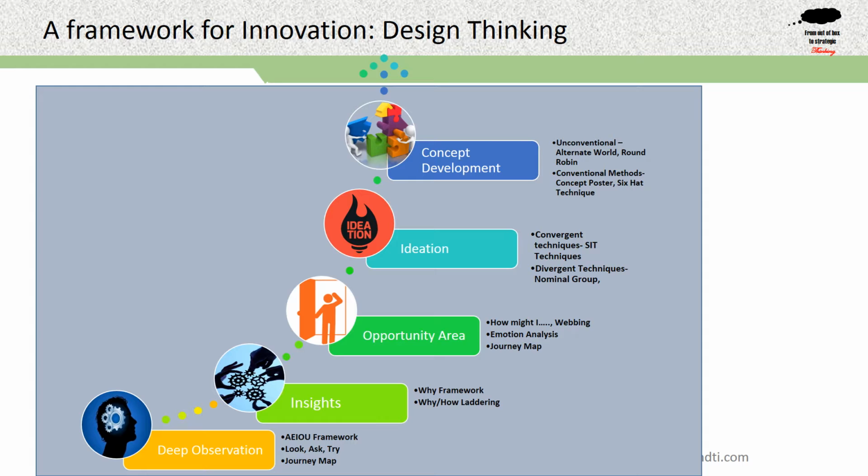Now for concept development, we have again two different frameworks. One is called the conventional method, which includes the round robin technique, alternate world technique, and then we have other methods, which are concept posters, six hat techniques, brainstorming. So these are the conventional methods.